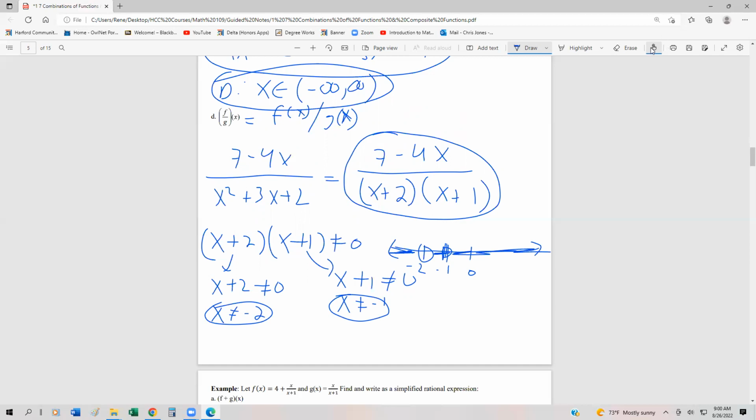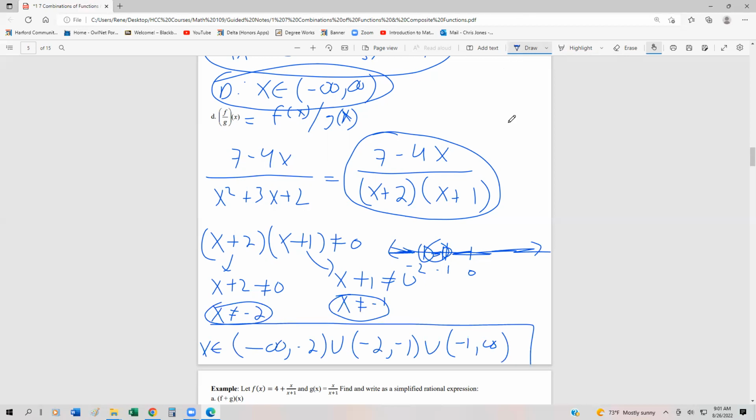All right, let me erase this. Unfortunately, that was pretty poor, so let me try to redraw that a little better. All right, but so we can have in between here, we can't have at negative 1. And so basically, our interval notation is going to be x is an element of negative infinity up to negative 2. Then it's going to go from negative 2 to negative 1. So we see that gap there. And then from negative 1 to infinity. All right, so that's going to be our domain for this.